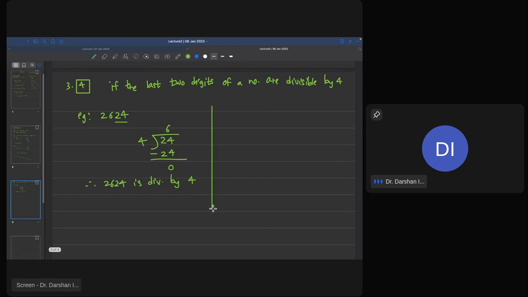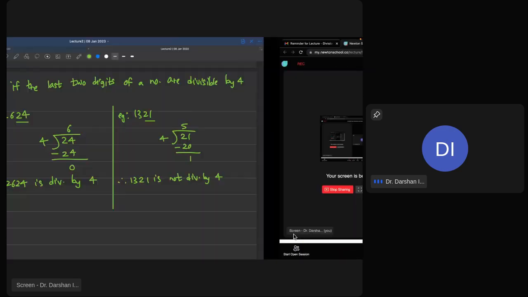Okay, let's take one more example. 1321. So the last two digits are 21. I'll take 21 divided by 4. 4 5s are 20. Remainder is 1. Therefore, I say 1321 is not divisible by 4. Right? Please observe it.